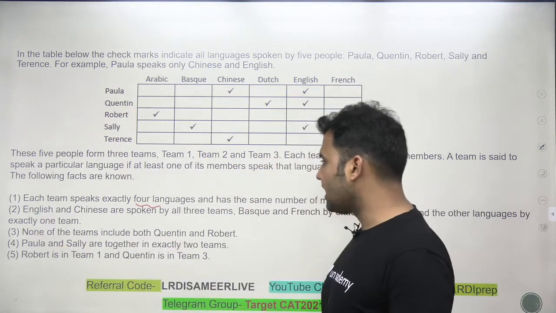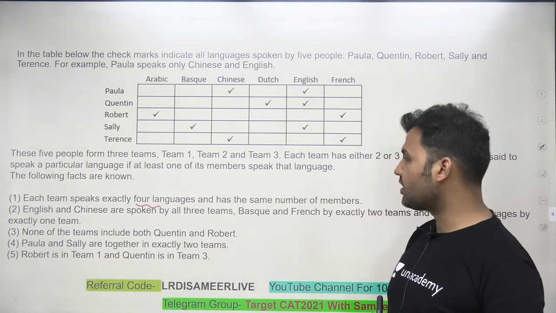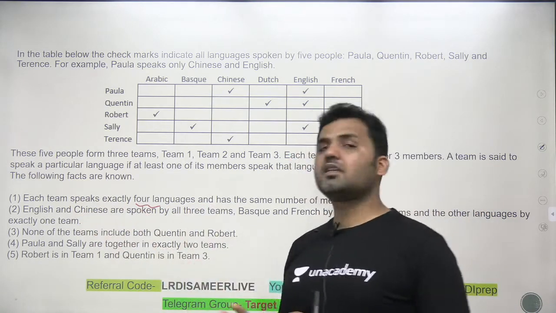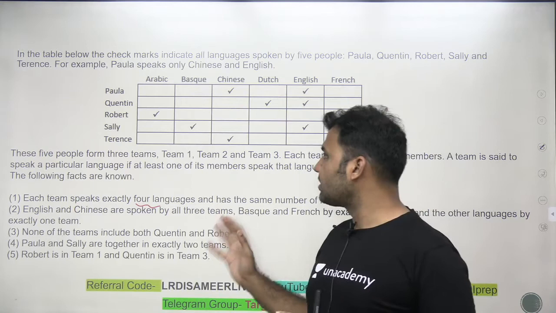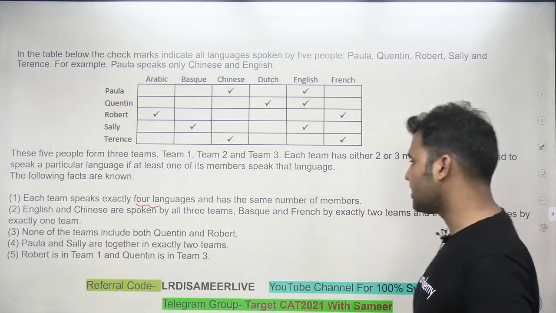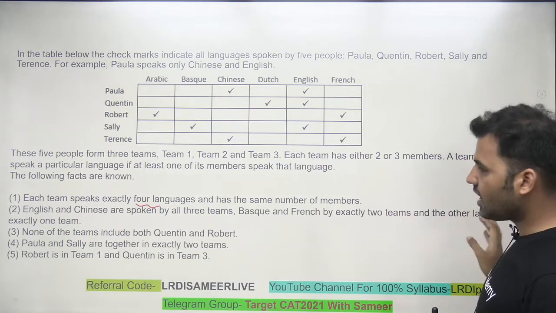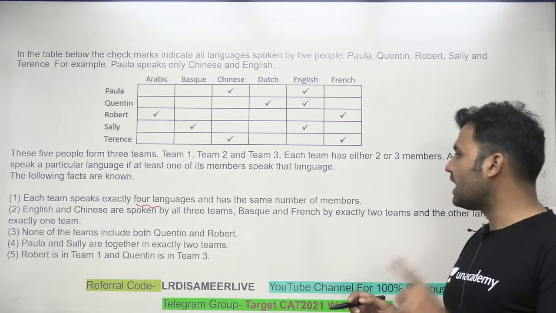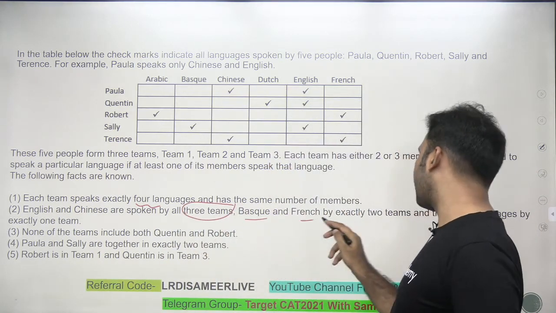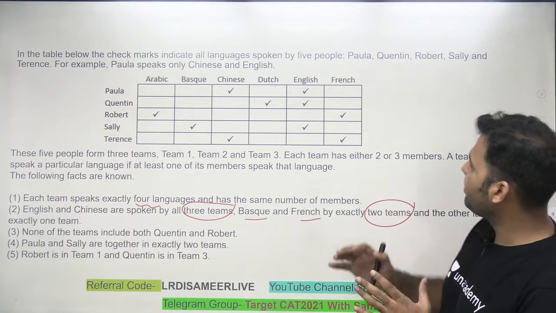The second statement says English and Chinese are spoken by all the 3 teams. The 3 teams that you are supposed to make should be made in such a way that English and Chinese are spoken by all 3 teams. All 3 teams should be able to speak both of these 2 languages, that is English and Chinese, and Basque and French by exactly 2 teams, and the other languages by exactly 1 team. So English and Chinese should be spoken by all 3 teams, Basque and French by only 2 teams, and the other languages are Arabic and Dutch.